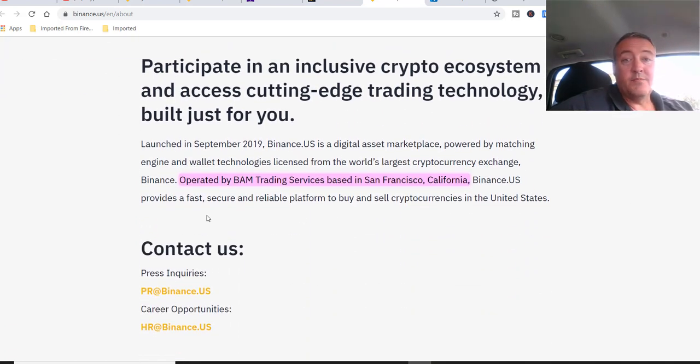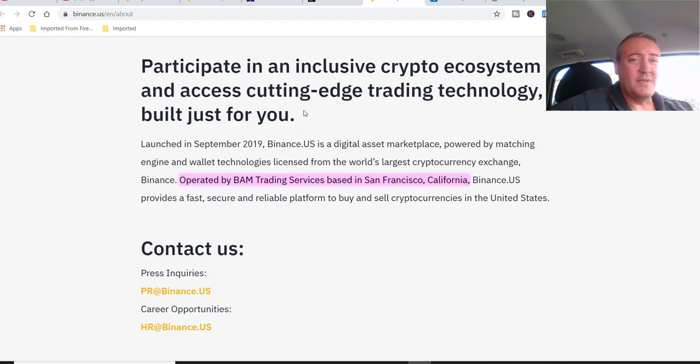And let's hop over to the About page, America's new home for digital asset trading. And this is what I pretty much suspected before when I looked into it. Binance US is going to be operated by BAM Trading Services based in San Francisco, California. So it looks like they're going to be doing business underneath BAM Trading Services license from what I could gather.